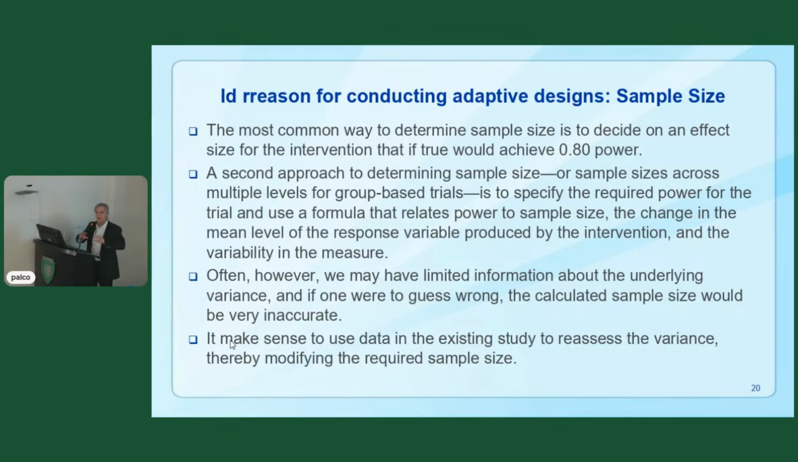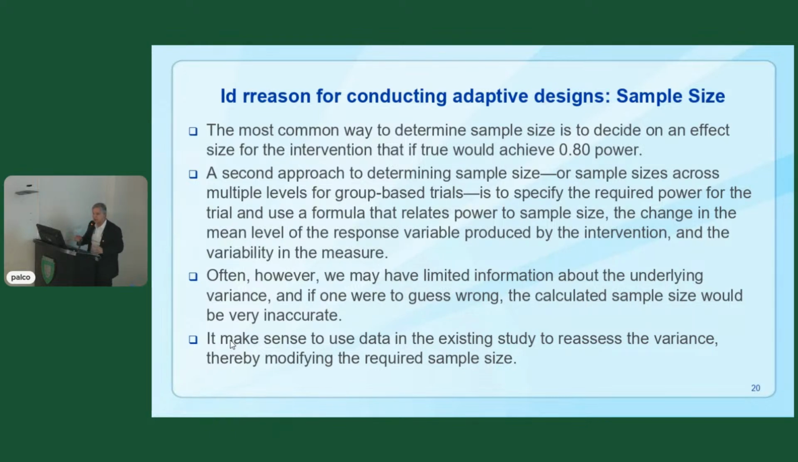So I need to have a lot of pilot data or other literature review data to come up with the right sample size. But we may have limited information about the underlying variance, and we can guess it wrong, and the calculated sample size will be inaccurate. It makes sense to use data in the existing study to reassess the variance, thereby modifying the required sample size.